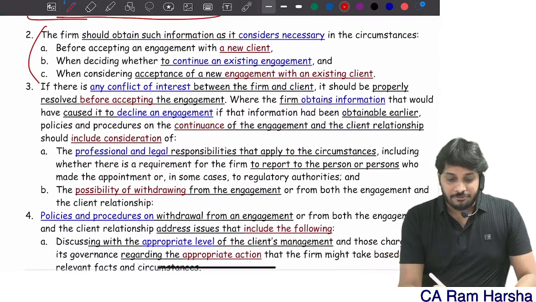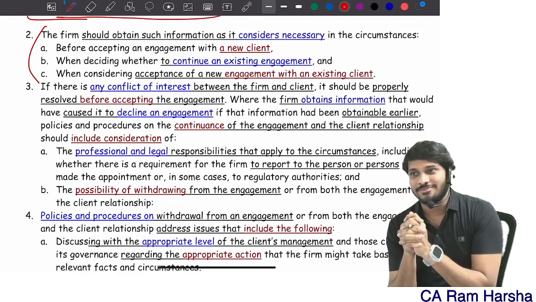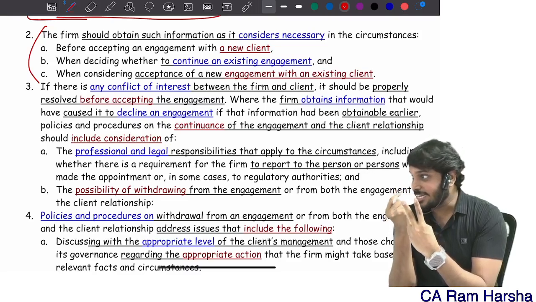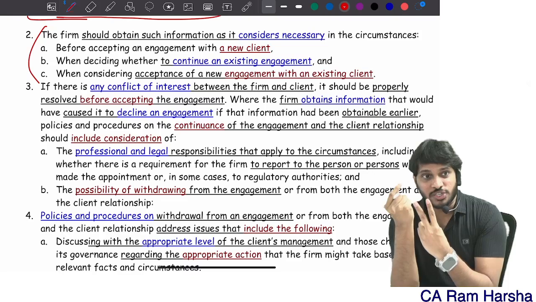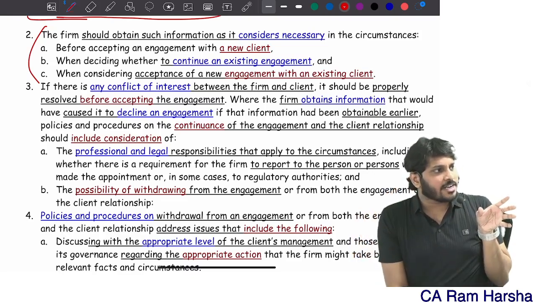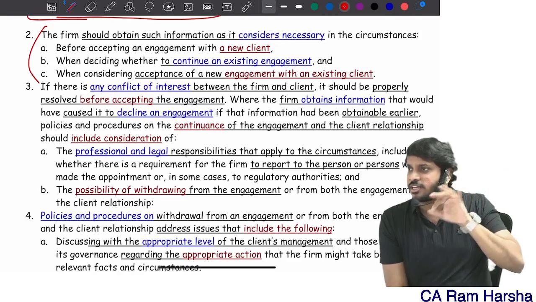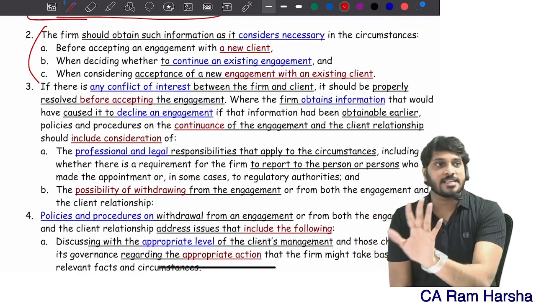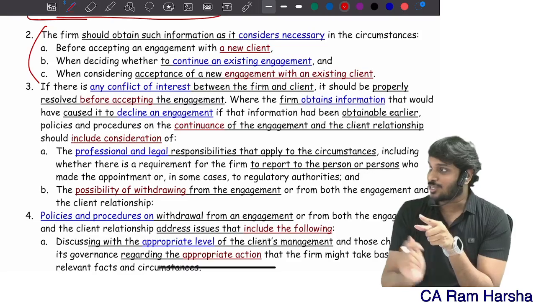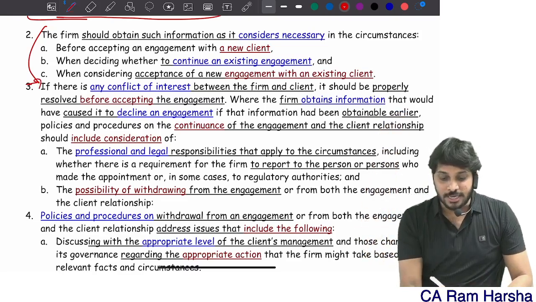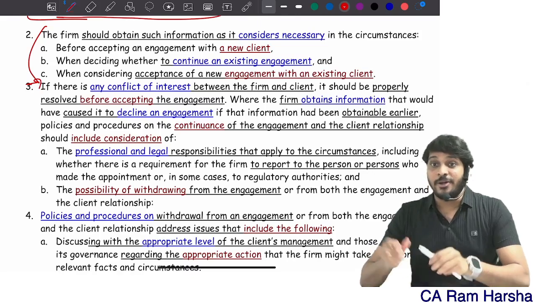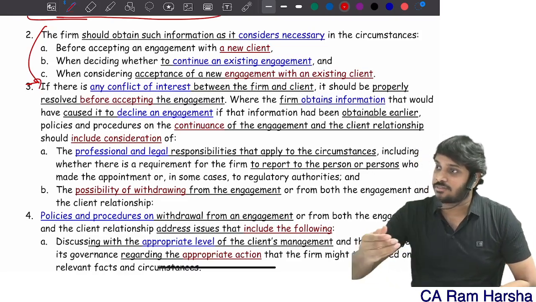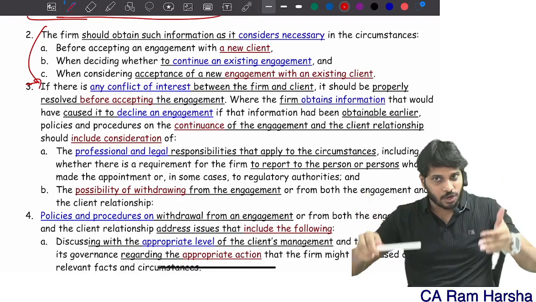Now, when should the firm obtain this information? Before accepting a new client? Or before continuing an existing client with an existing engagement? For example, I have been the auditor for one of the entities for 5 years, one term completed. Now they are asking me to reappoint for another term. Should I say yes or no? This is a question. At that time also, I should check all these points. Not only that, an existing client is asking me to take a new assignment. Right now, I'm a stat auditor only for the existing client. He is asking me, sir, can you do tax audit also? That time also, I will see all these points.